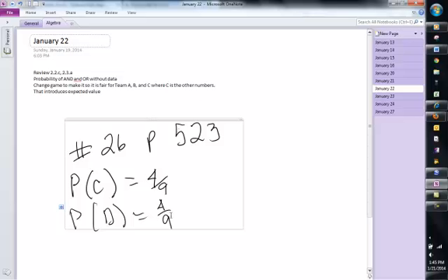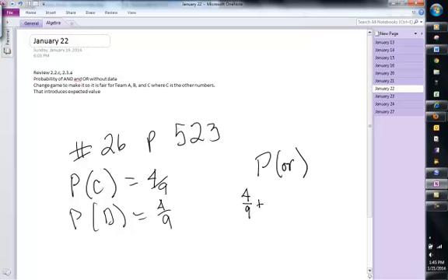Okay, so if there is some overlap, if they are not mutually exclusive, then when we get to an or, probability of or, I'm on page 521, it says we add the two probabilities, 4/9 plus 4/9, and subtract the probability that you are in both of them. Well, the problem is that we don't know what the probability of both of them is, except that we do know the probability of or is 5/9.